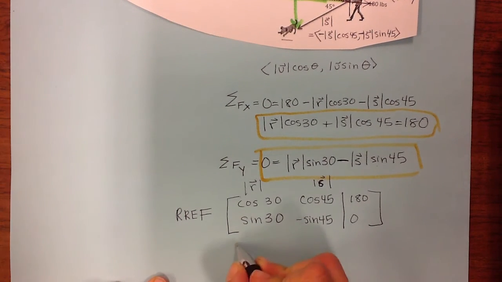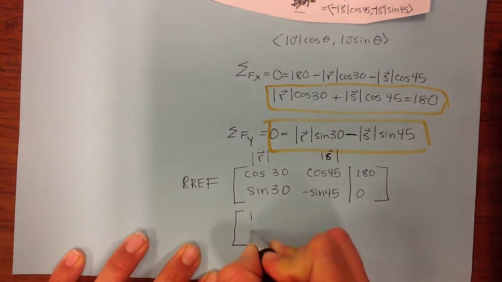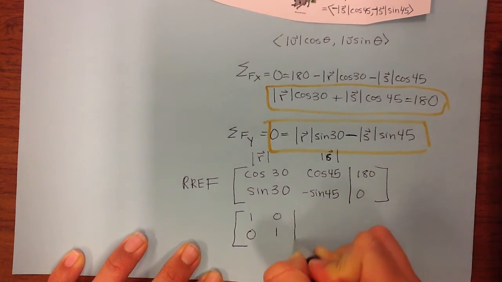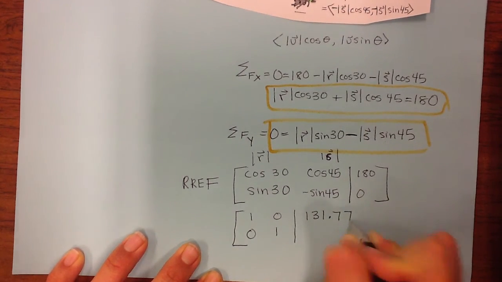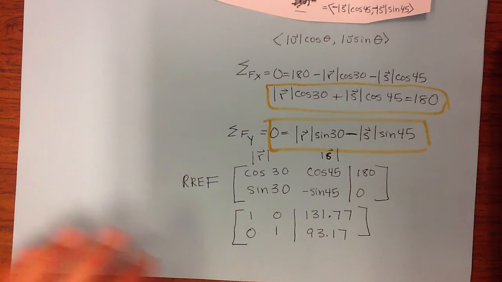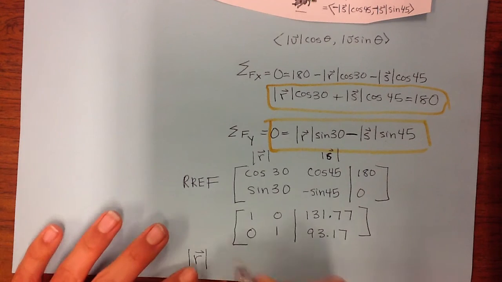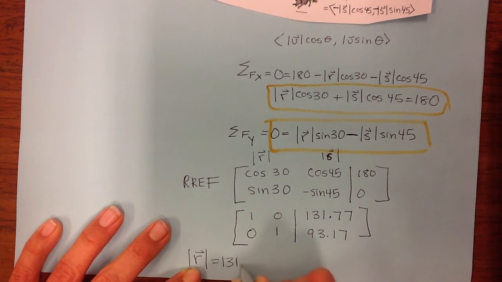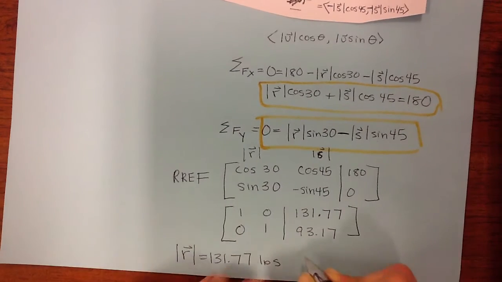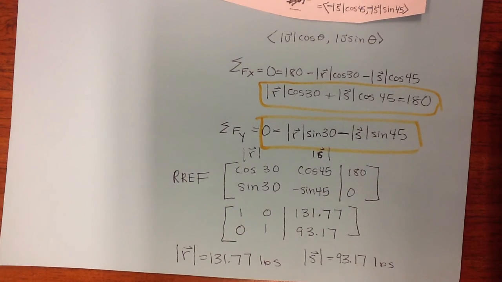But when I use my calculator, I get a reduced row echelon form matrix that looks like this: 1, 0, 0, 1, 131.77, 93.17. What this is telling me is the magnitude of dog R. The force of dog R is 131.77 pounds, and the force of dog 2, dog S, is 93.17 pounds. And that is the final answer for this problem.